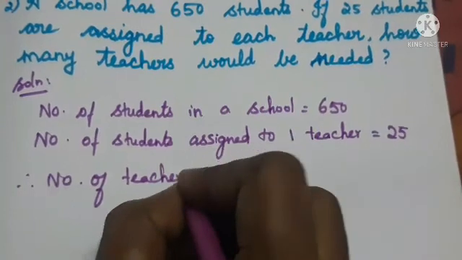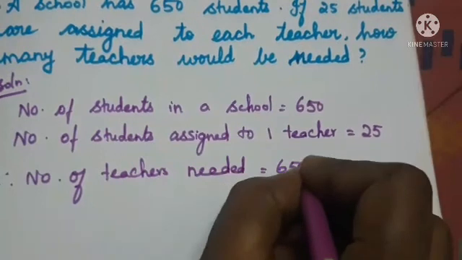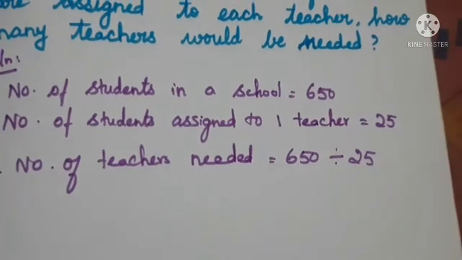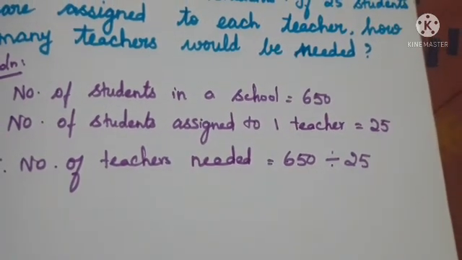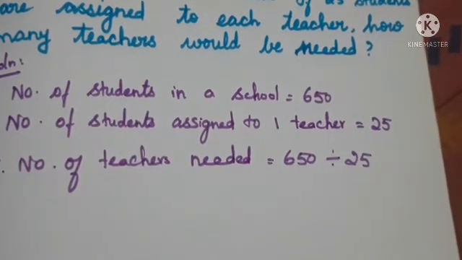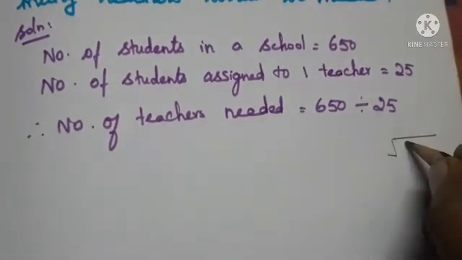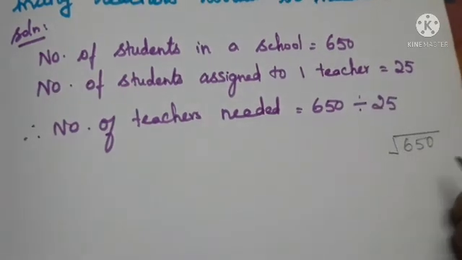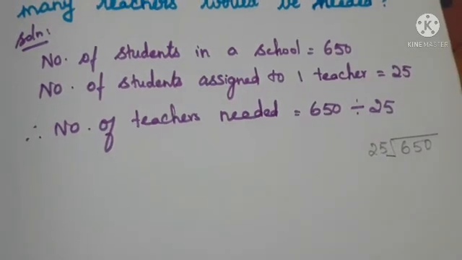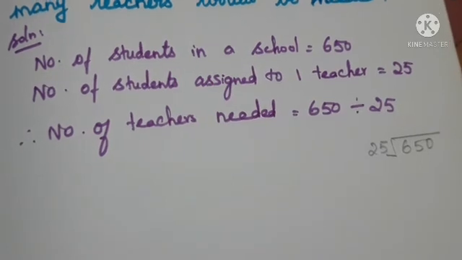So we can write, therefore, number of teachers needed is equal to 650 divided by 25. If you divide 650 by 25, we will get the number of teachers needed to assign these 650 students. So we can do the division. 650 is the dividend, so we write it inside, and 25 is the divisor, so we write the 25 outside. Always the divisor will be less than the dividend.